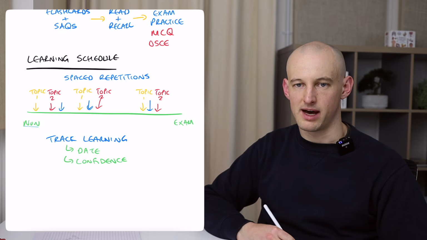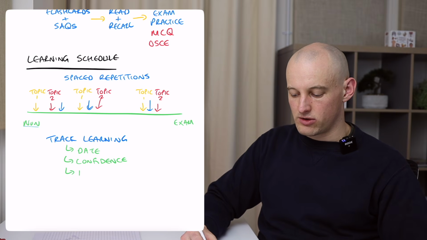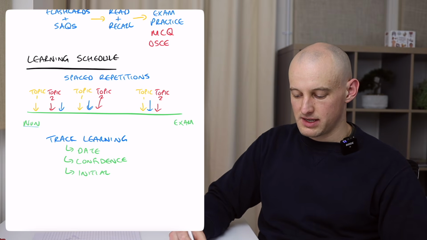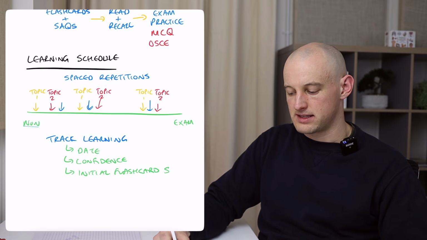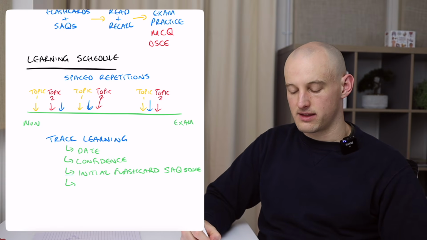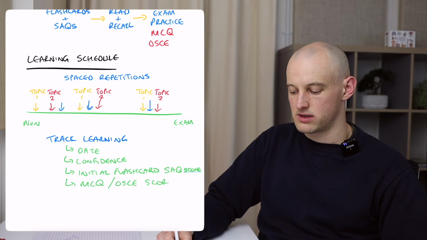Then I would add confidence on that topic. So low, medium, high, just keep it really simple. And then I would add in your initial flashcard and SAQ scores. And then the final thing is your MCQ or your OSCE practice scores.